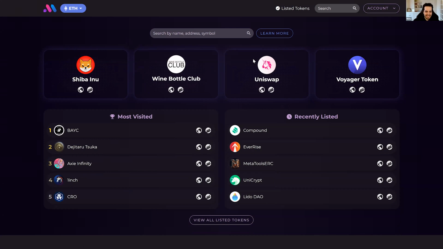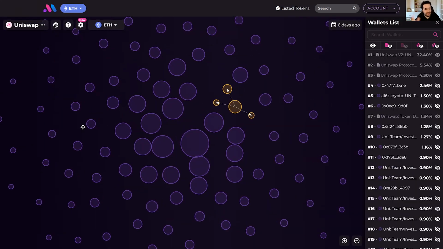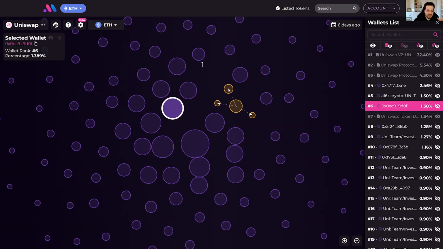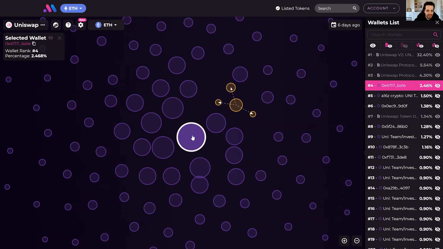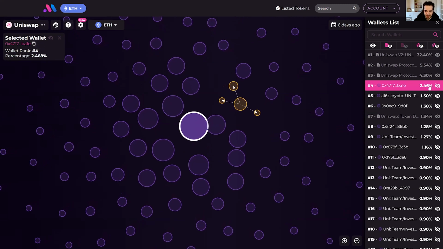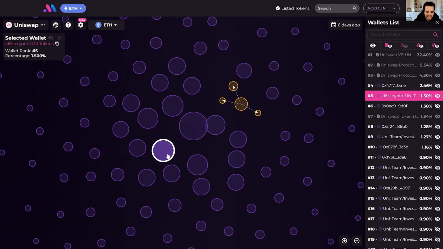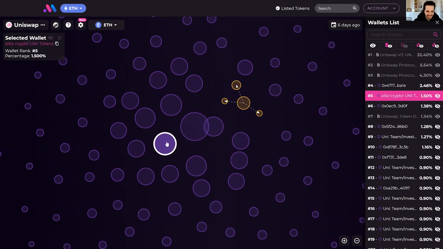Look, this is the bubble map of Uniswap. As you know, Uniswap is a DEX, but it's also a governance token. What you can see on screen here are the top holders of UNI, where each bubble corresponds to a wallet address holding UNI. The bigger the bubble, the more you own. So this one here is holder number 4 with 2.46% of the supply. This wallet there is A16Z. You will see in a second why it matters.